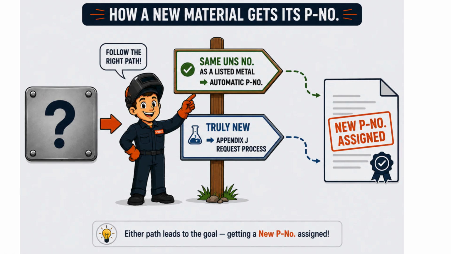So what if your material isn't listed at all? If it shares a UNS number with a listed base metal, it automatically inherits that P number. If it's genuinely unlisted, Section 9 has an appendix specifically for that, Appendix J, with a formal process for requesting a brand new P number assignment.